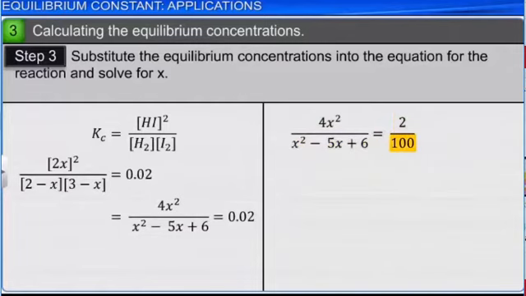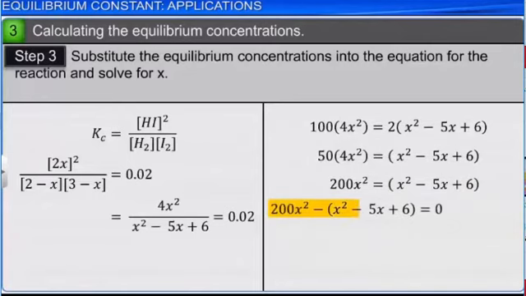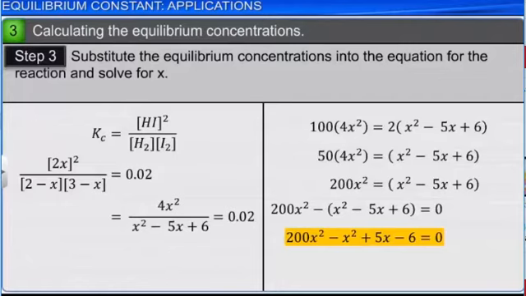On cross multiplying, we get 100 multiplied by 4x² is equal to 2 multiplied by x² minus 5x plus 6. On crossing off 100 with 2, we get 50 multiplied by 4x² is equal to x² minus 5x plus 6. This becomes 200x² is equal to x² minus 5x plus 6. This equation can be written as 200x² minus x² minus 5x plus 6 is equal to 0. This becomes 200x² minus x² plus 5x minus 6 is equal to 0. This is equal to 199x² plus 5x minus 6 is equal to 0.